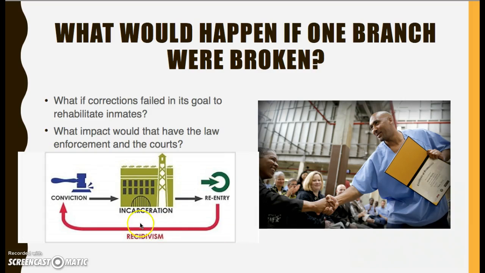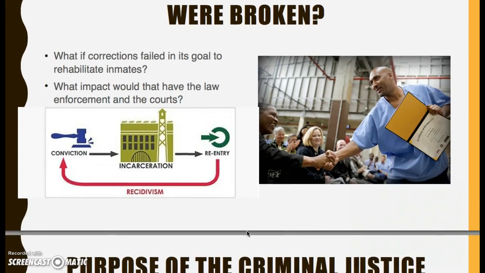Then we have this thing called recidivism, which means a person is released from prison and then almost immediately, within weeks, maybe months, is arrested by the police. We go back to the court system again, and the system starts all over. So if one element is broken, if one branch is broken, then the system is not going to function properly like it should, and that's going to cause us some serious problems.